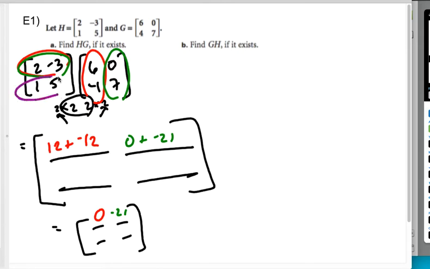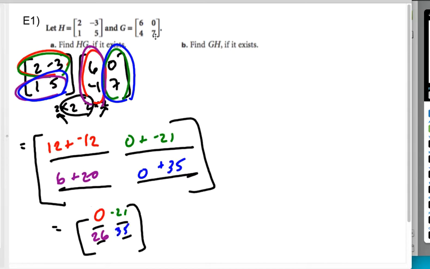Now I'm on to my second row, first column. So 1 times 6 is going to give me a 6, and 5 times 4 is going to give me a 20. So I'm going to get a 26. And then last but not least, second row, second column, 1 times 0 gives me a 0, 5 times 7 gives me a 35, and I get a 35. So that's H times G.